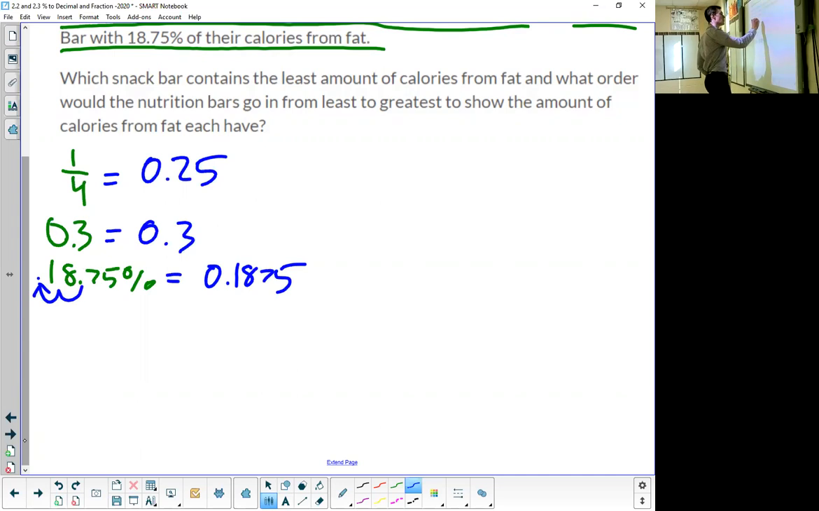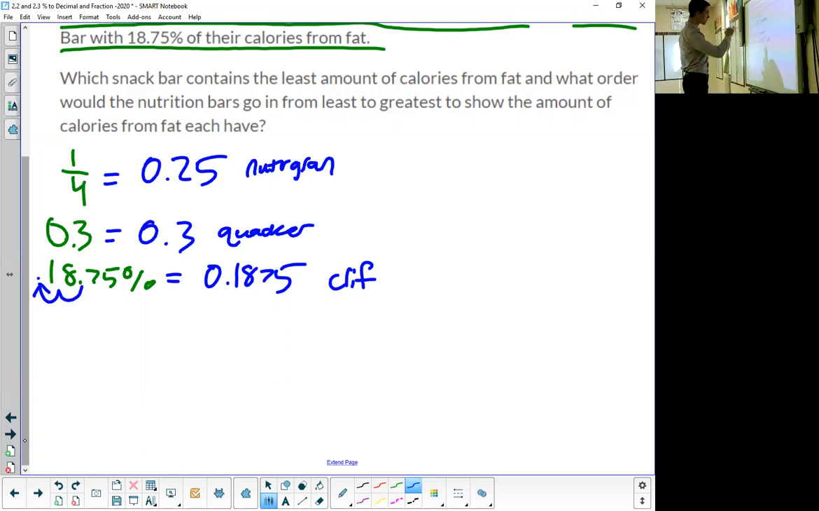We have the Nutri-Grain. We have the Quaker Oats cracker, and we have the Cliff Bar. Fun fact, it only has 1 F in it. I don't know what's up with that. But yeah, so we have our 3 decimals, and we're comparing them now.